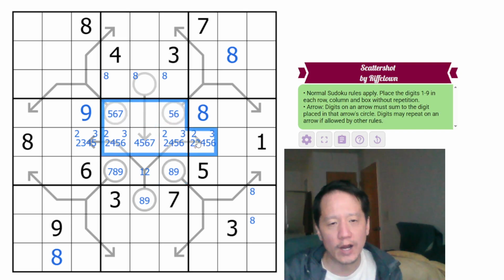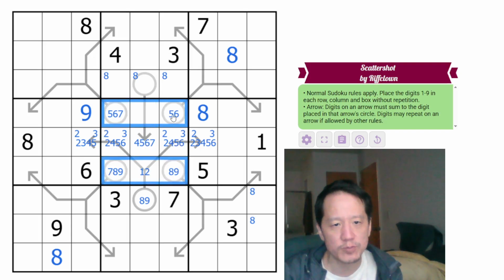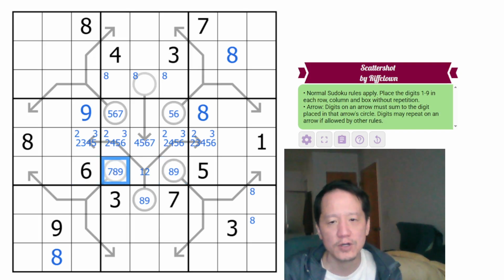Well, where is the 9 in the center box? Cannot be here, cannot be here, because it can't be along the arrows. Can't be here because it can't be along the arrows, so it must be one of these two cells. We also know 8 has to be one of those two cells also, which means 8 and 9 both have to be here. So this is an 8 and 9 pair here.